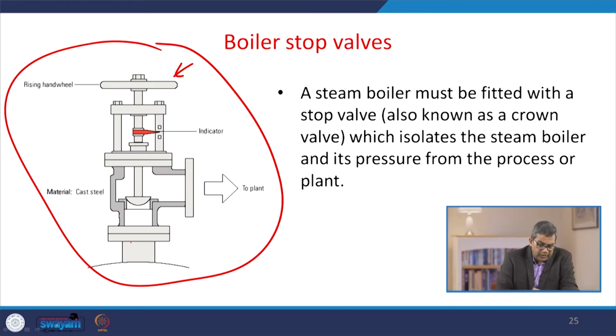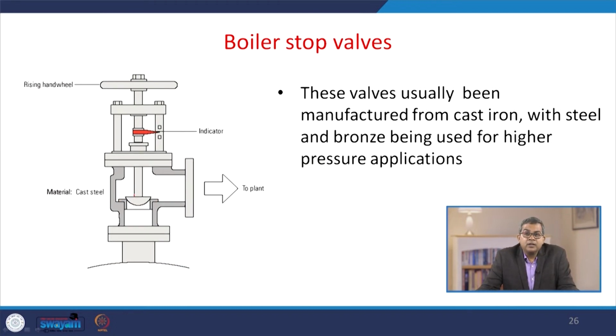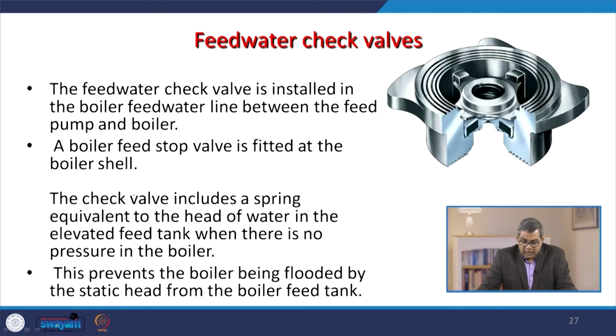Now, you see that this particular joint is fitted with the shell of the boiler, and if you open or close it, the steam can go like this. So now it is in the closed position. This valve is completely seated with the passage. So you can maintain the steam passage through this valve. Now, these valves are usually manufactured from cast iron, with steel and bronze being used for higher pressure applications. Another important boiler accessory mounting is the feed water check valve.